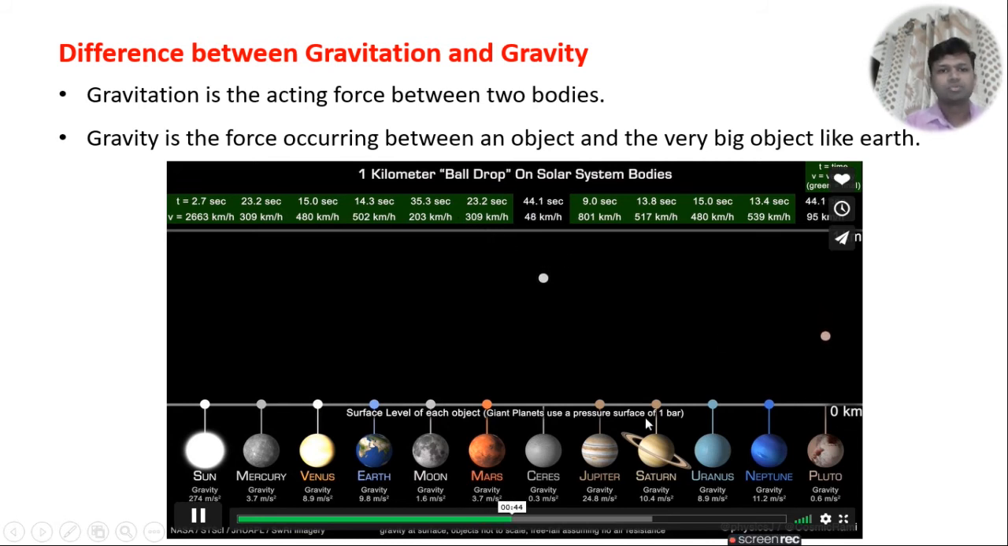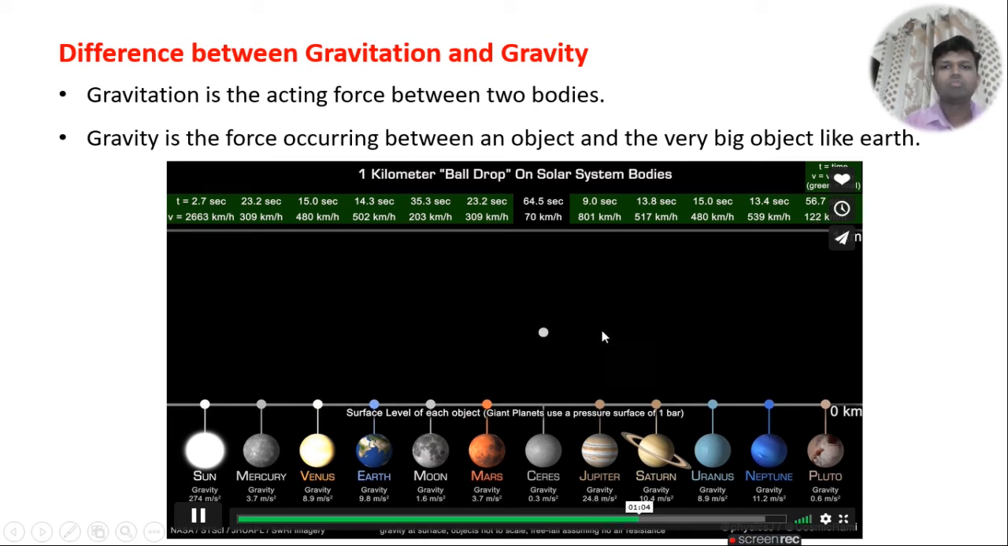Okay, many balls have reached the surface of the planet, and now these two balls are again reaching their respective planet. Now this ball has almost reached the surface of Pluto, and it has taken the time 56.7 seconds, and its velocity was 122 kilometer per hour.